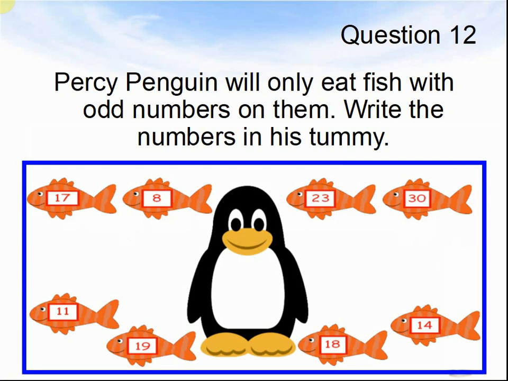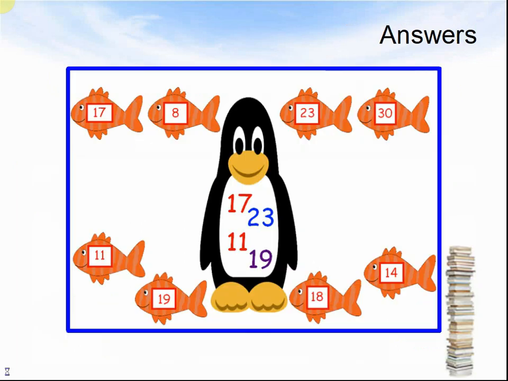Question 12. Percy Penguin will only eat fish with odd numbers on them. Write the numbers on his tummy. Pause the video until you are ready to see the answers. Here come the answers. The answers are 17, 23, 11 and 19. Let's look at the next question.